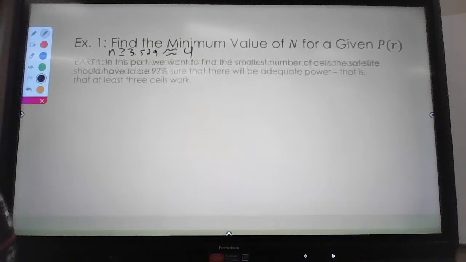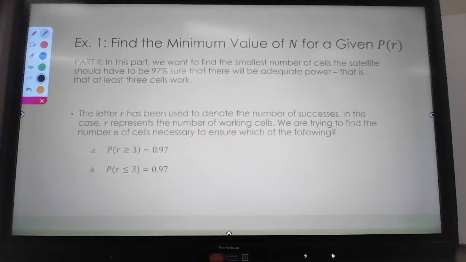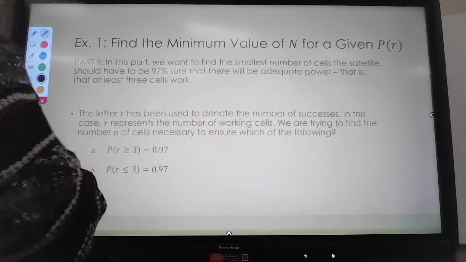So in this part, we want to find the smallest number of cells the satellite should have in order to be 97% sure that there will be adequate power. That is, at least 3 cells work. So the letter R has been used to denote the number of successes. In this case, R represents the number of working cells.